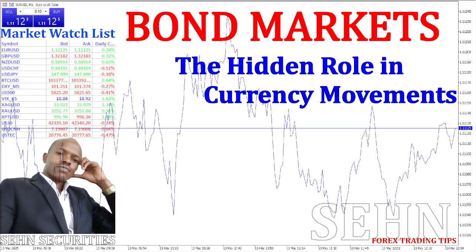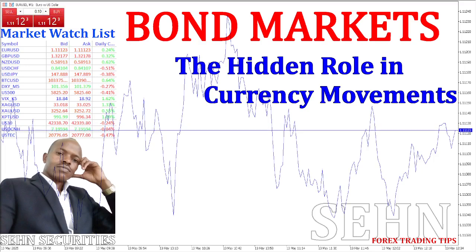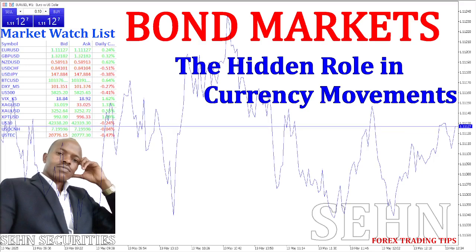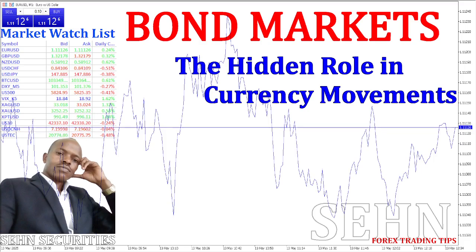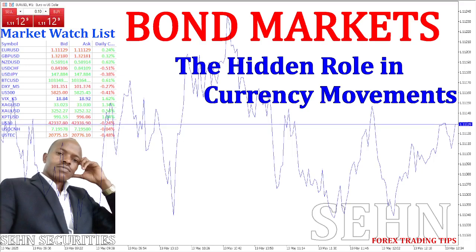Yield differentials help shape currency flows, central bank expectations, and investor sentiment. But like any tool, bond data must be used wisely. It works best when paired with technical analysis, macro awareness, and a disciplined trading mindset. So, whether a trader is scalping intraday or positioning for a longer swing trade, keeping one eye on the bond market can make the difference between a decent trade and a highly informed one.